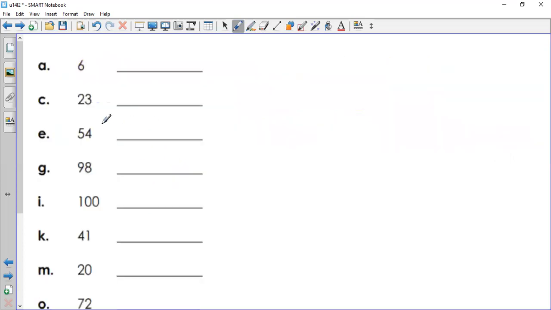Let's apply. Write odd or even in front of these numbers. 6. 6 is an even number because, if you remember, I can make 6 as 3 plus 3. So it is even. And in the units, it has 6. So any number that has 2, 4, 6, 8, or 0 in the units is called even.